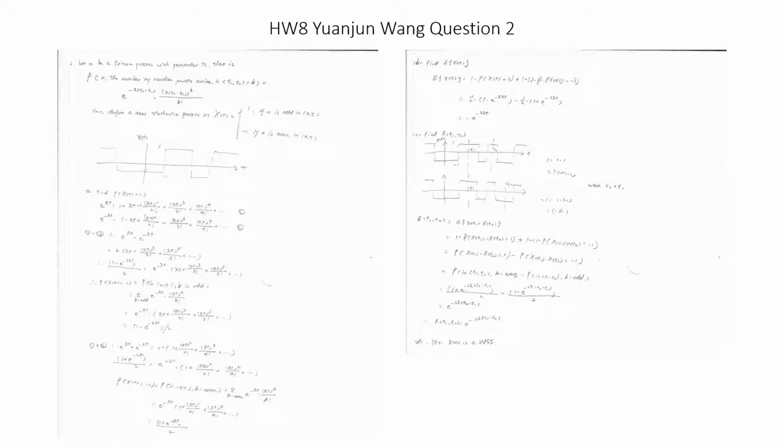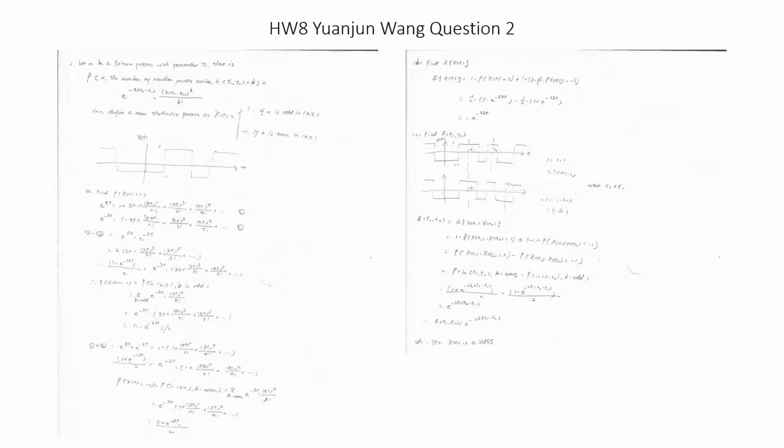So the probability that X of t is equal to 1 is equal to the probability that, in (0, t], k is odd. This is the summation over odd k of e to the negative lambda t times (lambda t) to the k over k factorial, which is equal to (1 minus e to the negative 2 lambda t) over 2.